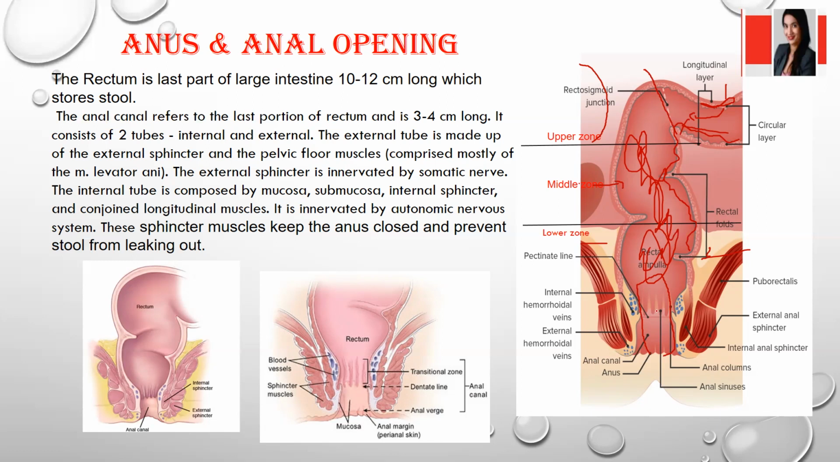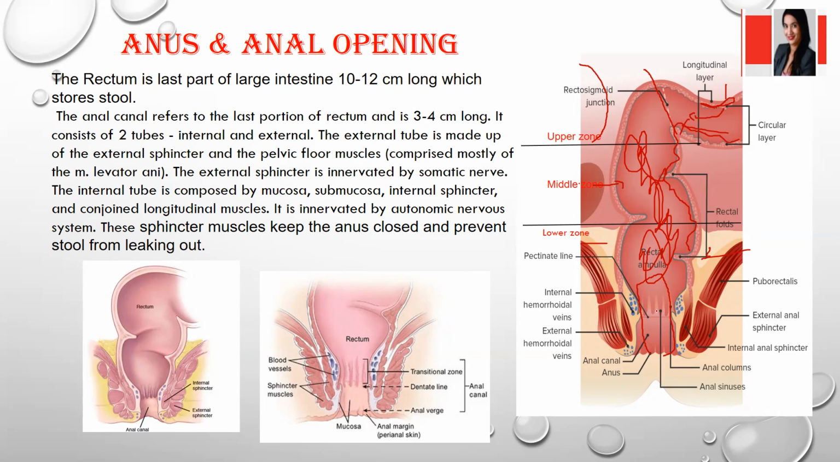So the rectum is the last part of the large intestine, a 10 to 12 centimeter long area, which is going to store the stool. The anal canal refers to the last portion, and it consists of two tubes, internal and external sphincters. The external tube is made up of the external sphincter and the pelvic floor muscles, and the external sphincter is innervated by somatic nerves. The internal tube is composed of mucosa, submucosa, internal sphincter, and the longitudinal muscles. When we are talking about the pelvic floor muscles, they are rounded circular muscles, and longitudinal muscle fibers are also present. But the internal sphincter is again a smooth muscle, isn't it? And it is innervated by the autonomic nervous system.